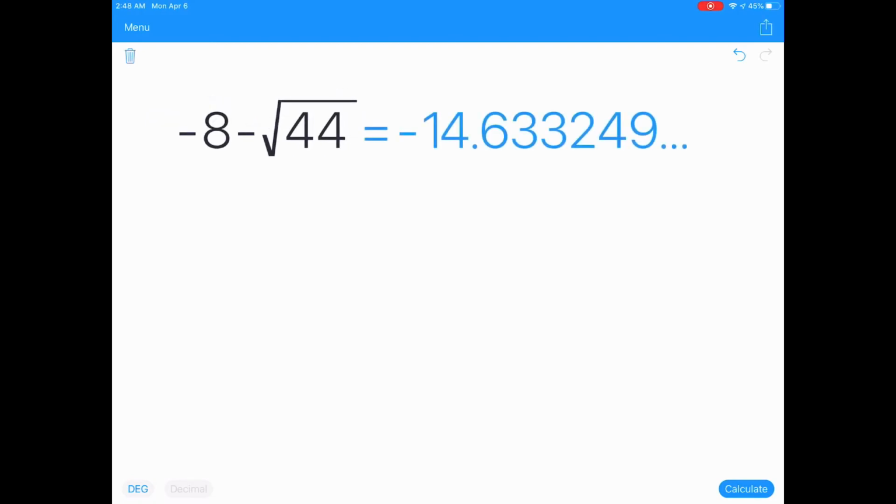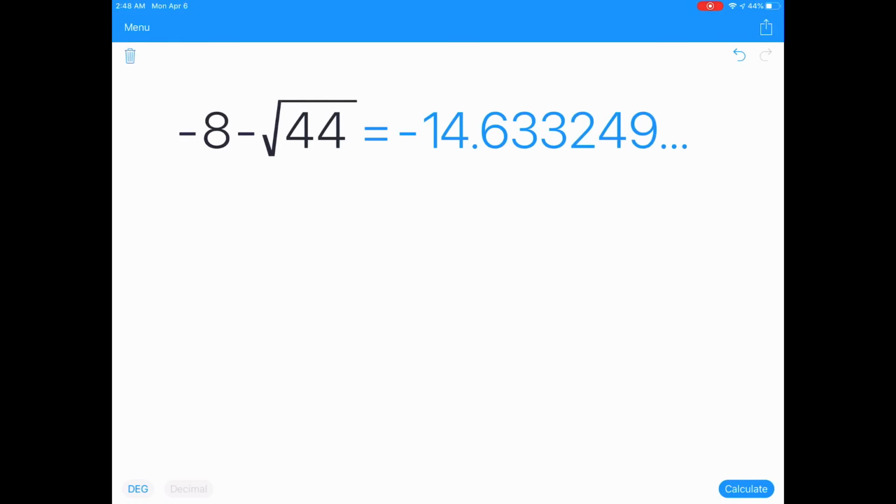So I'm going to put in negative 8 minus square root of 44. I'm going to hit calculate, and this is what you should get on your calculator when you're doing it. So I've got negative 14.633249, and there's an ellipsis after it.